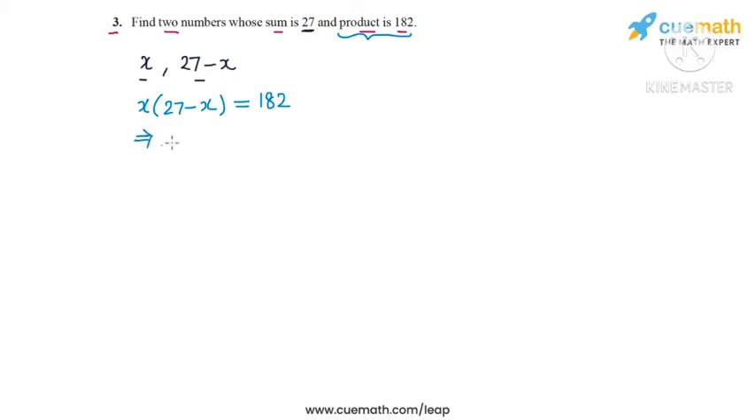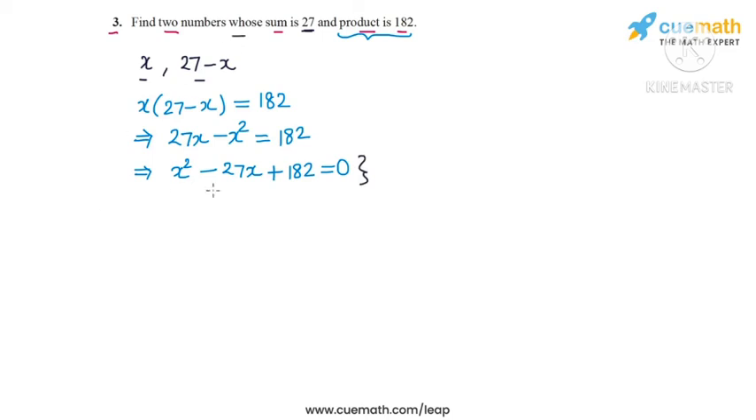Let's write it in the standard form. So we get 27x minus x square on the LHS. This is equal to 182. Now let's move all the terms on the LHS to the right hand side. So we get x square minus 27x plus 182 equal to 0. So this quadratic equation models the situation given to us in the problem statement.